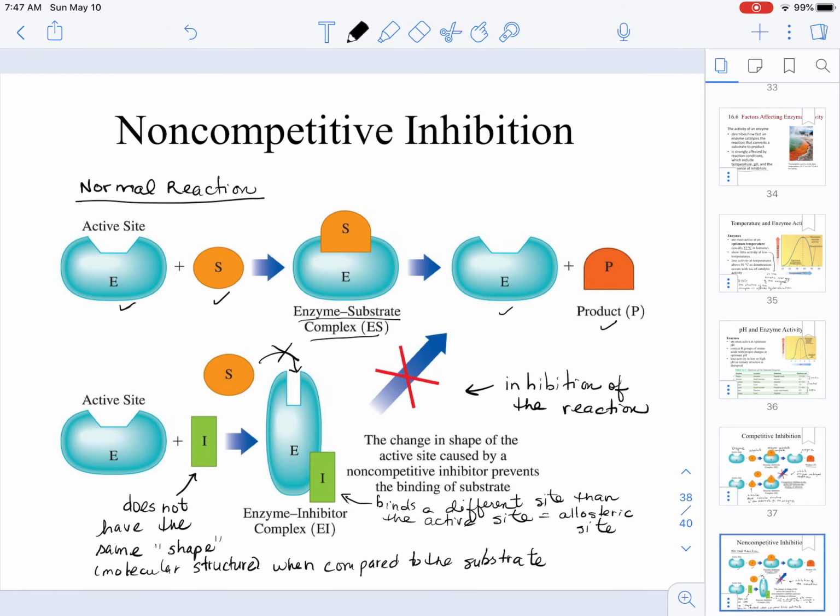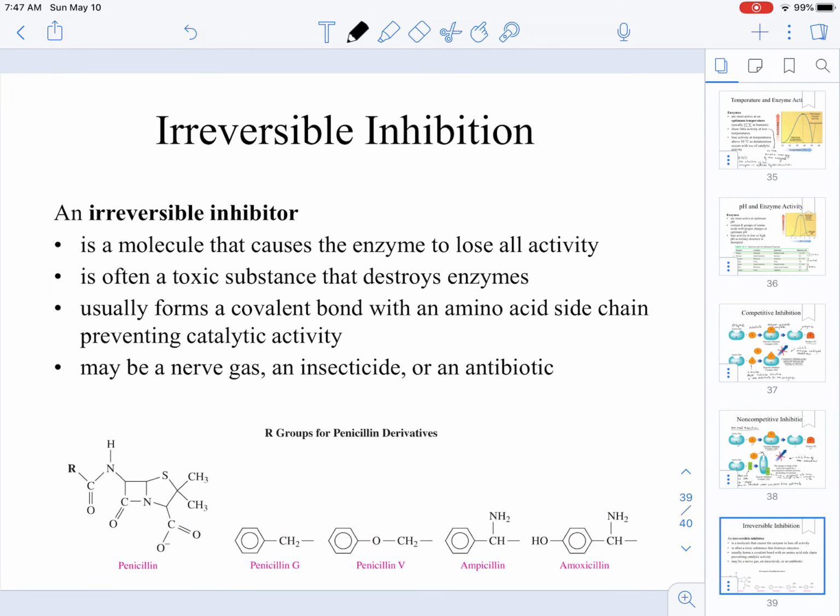We have one more type of inhibitor, and that is called an irreversible inhibitor. When it comes to irreversible inhibitors, remember that this molecule is going to cause the enzyme to lose all of its activity, okay? Often these irreversible inhibitors are going to be toxic substances that are going to, in a way, destroy the enzyme, but it's not that it's going to make it crash. What it means with destroy is that it's going to lose its activity.